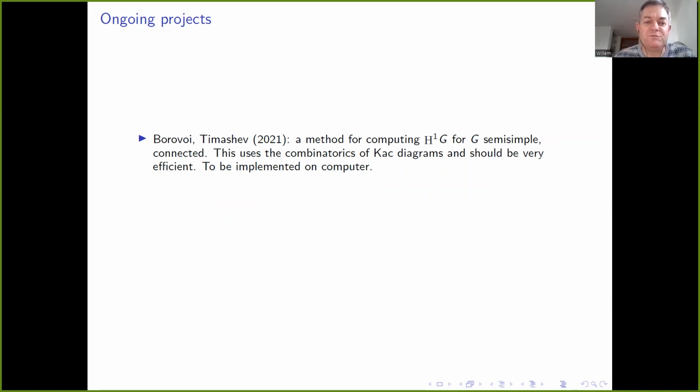And one thing that I wanted to program is because Mikhail Borovoi and Timashov in 2021 published a paper where they computed the H1 of G for semi-simple connected groups G using combinatorics of Kac diagrams. And that should be very, very fast. But of course, it's only for connected groups, but still, I think it's well worth the while to implement this. I still need to think about it. Okay. So that's one thing.